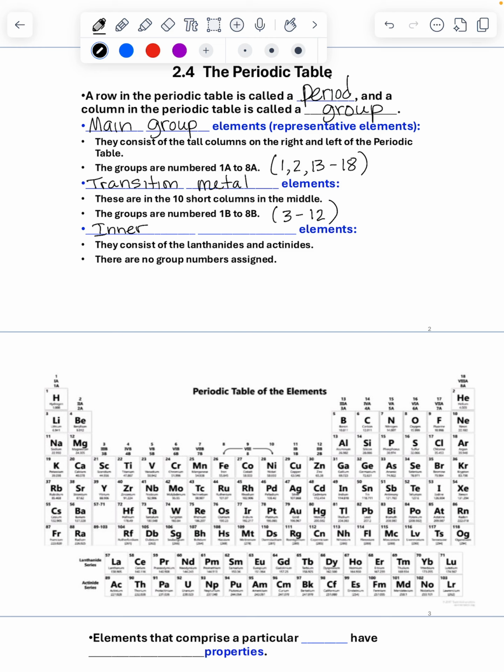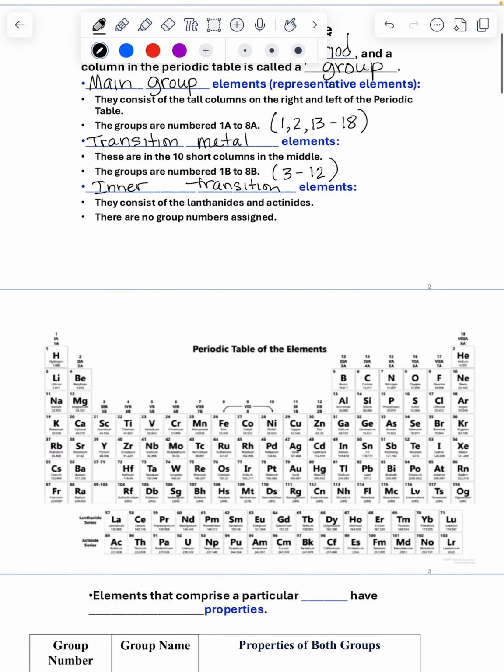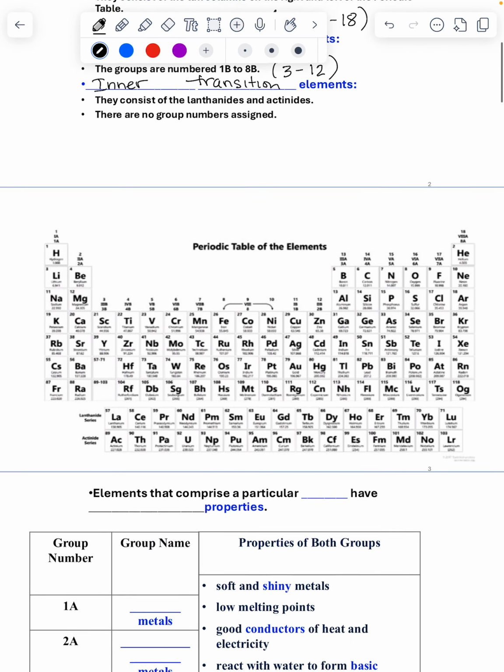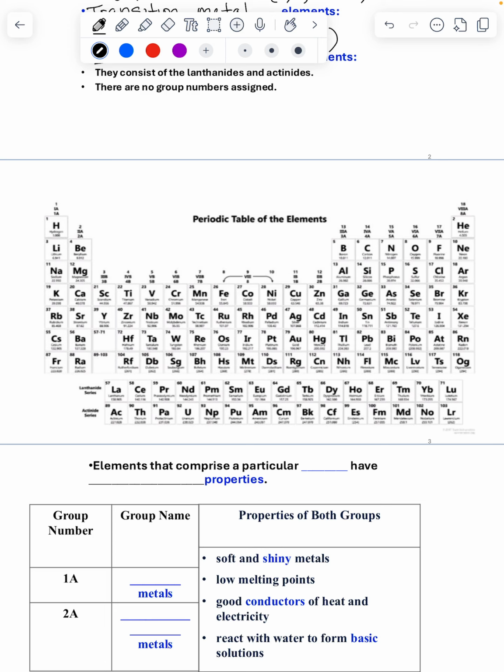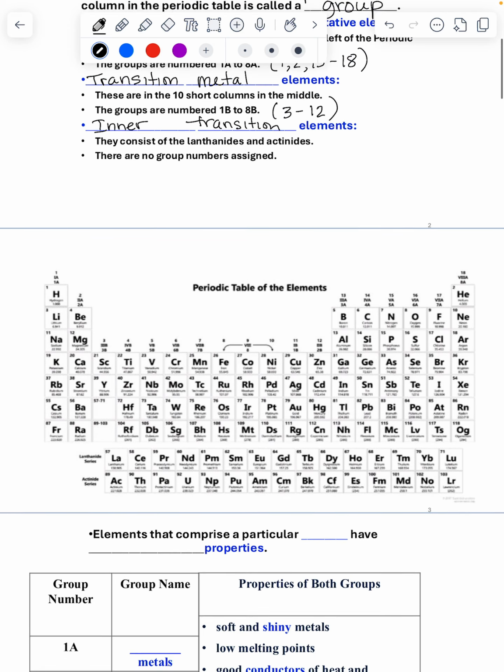And then last of all, we have what are called the inner transition metals. Inner transition elements, and these are at the very bottom of the periodic table, kind of set alone by themselves. They consist of both the lanthanide and actinide series, and there's no group numbers assigned to them. So let's take a look at our table.